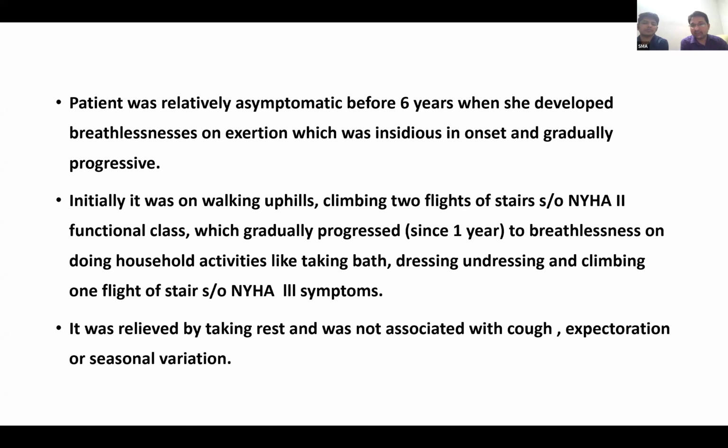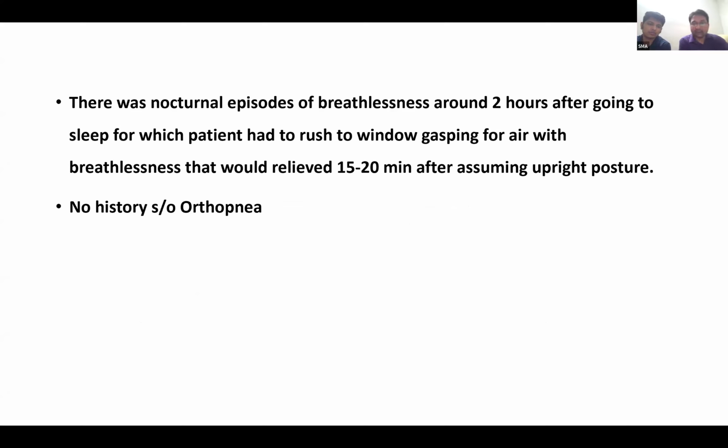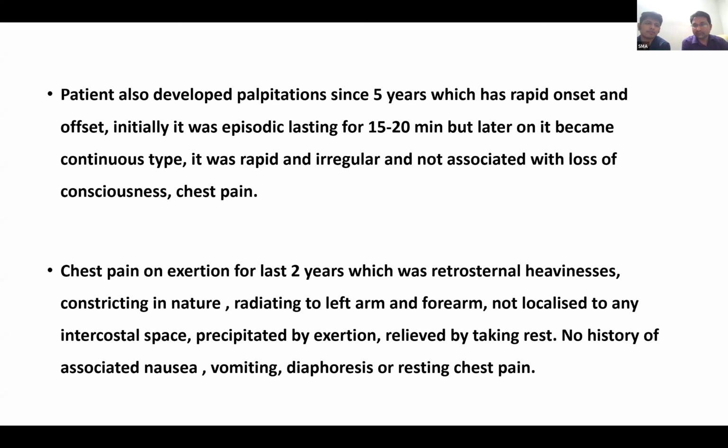It was relieved by taking rest, and was not associated with cough, expectoration, or seasonal variation. There was also a history of nocturnal episodes of breathlessness around 2 hours after going to sleep, for which the patient had to rush to the window, gasping for air, with breathlessness that would relieve in 15-20 minutes after assuming an upright posture. There was no history suggestive of orthopnea.